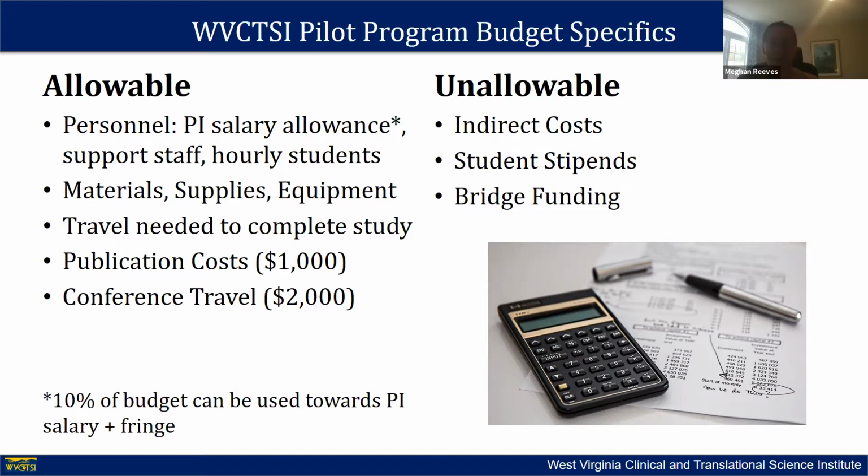So we want the money to go to materials and supplies, equipment, participant costs, etc. We also limit, because it is a pilot grant, publication costs to $1,000 and conference travel to $2,000. So we think that this is reasonable, given that it's a one-year project. That's what we've kind of set up for those.